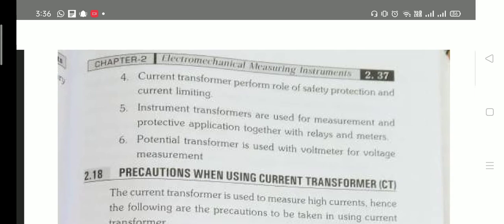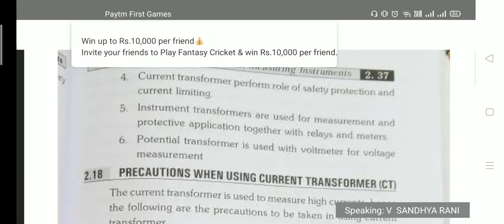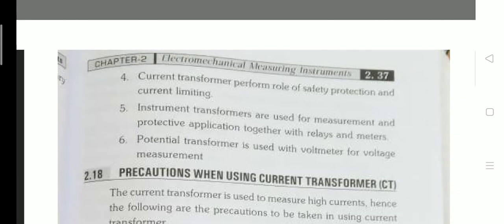The current transformer performs the role of safety protection, limiting current in the relay circuits. We are using relay circuits, and we can provide the protection. The current transformer protects that circuit by limiting the current. We reduce the high current to low current, so we can protect that relay circuit.